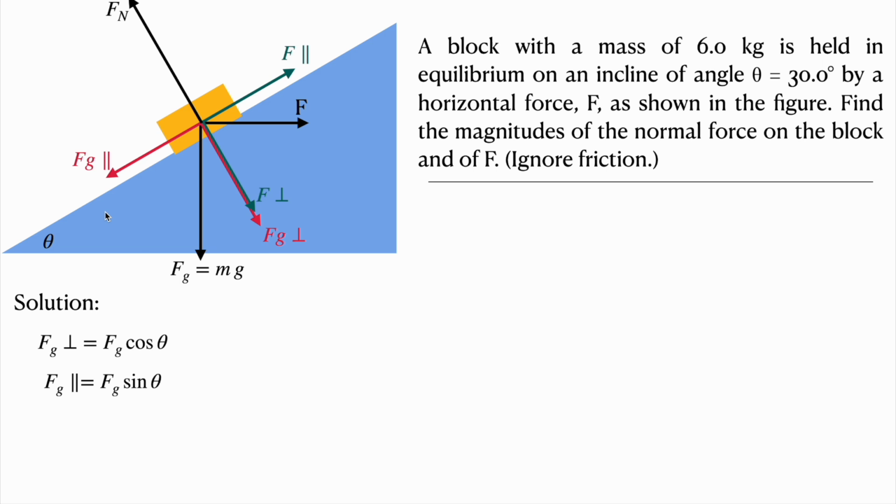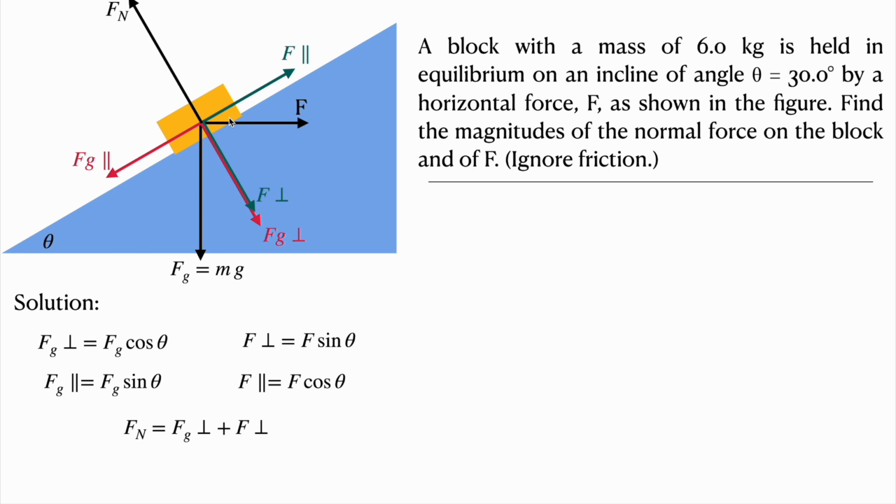Okay, the next thing we have is F. So how do you analyze F? F is going to be the same as normal, so this theta is the same as this angle. That means F perpendicular is going to be multiplied by sine, and F parallel is going to be multiplied by cosine. So that's usually the default case. Only for Fg it's going to be reversed.